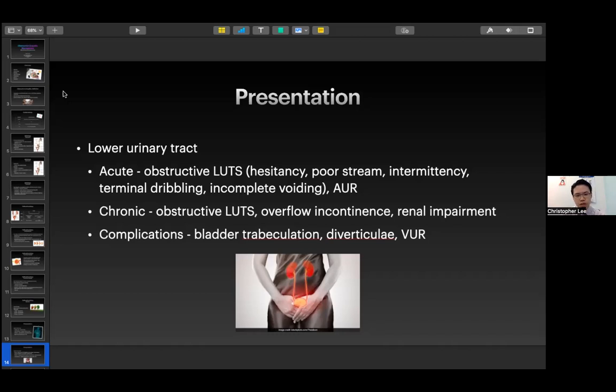And the complications of this are bladder trabeculation, which is the hypertrophy of the detrusor muscle, and eventually this leads to diverticulae and vesico-ureteric reflux as well. And it's this reflux that causes the renal impairment because the pressure is transmitted to the kidneys.